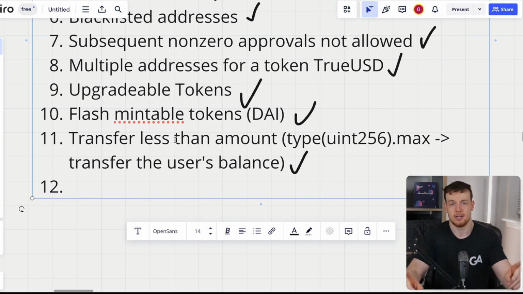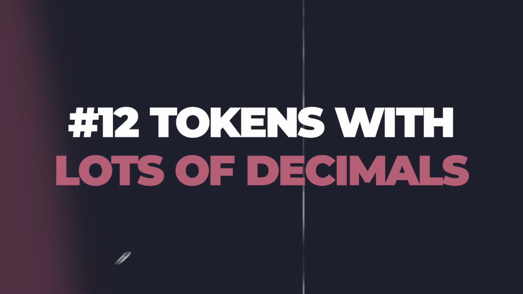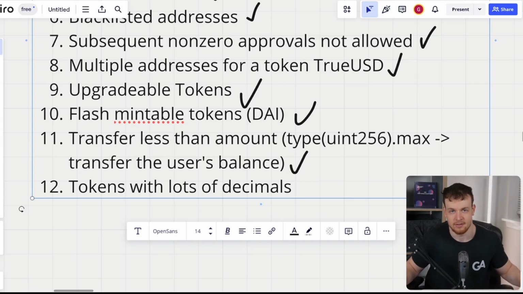Okay, and finally for number 12, let's talk about tokens with lots of decimals, right? So more than 18, more than expected. Of course, we know that USDC has 6 decimals. Some tokens have as little as 6 decimals. But what about some tokens that have a lot of decimals?